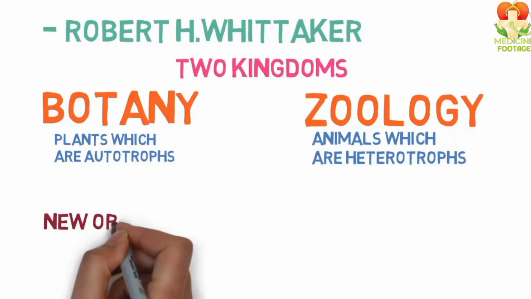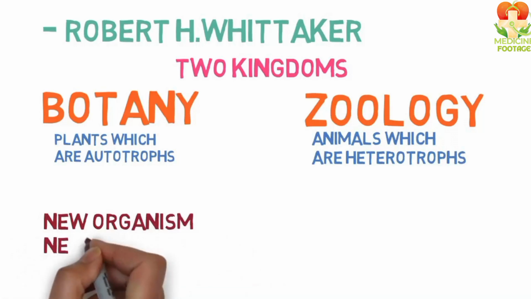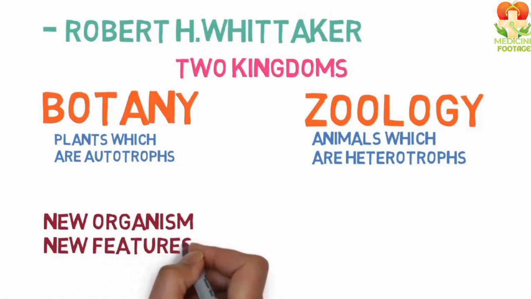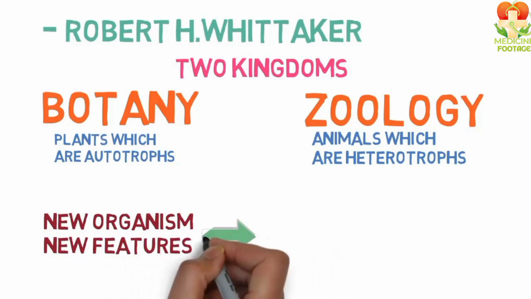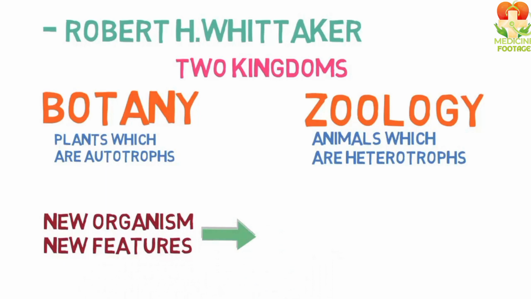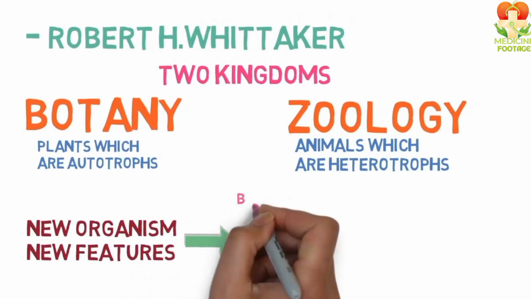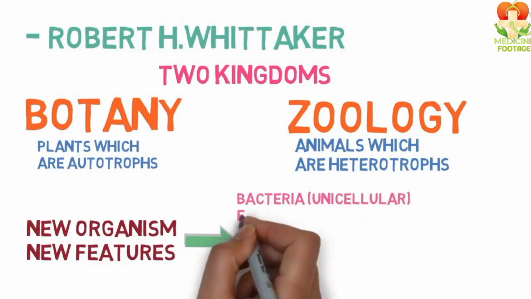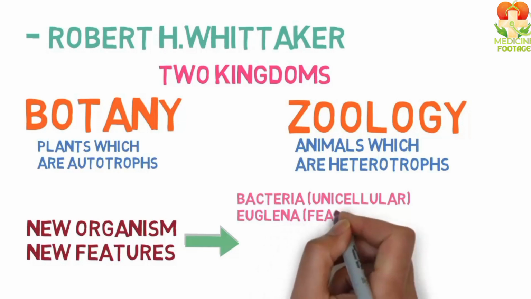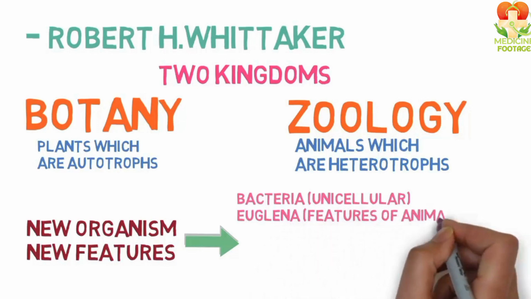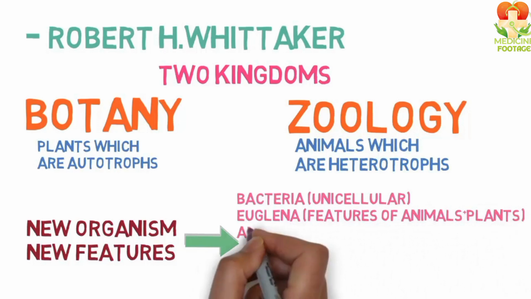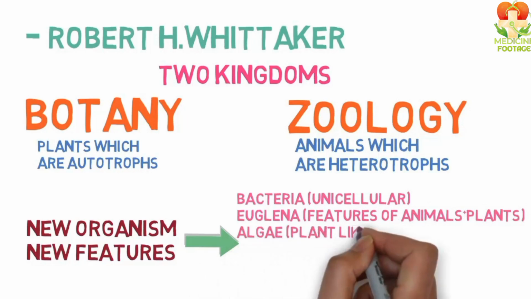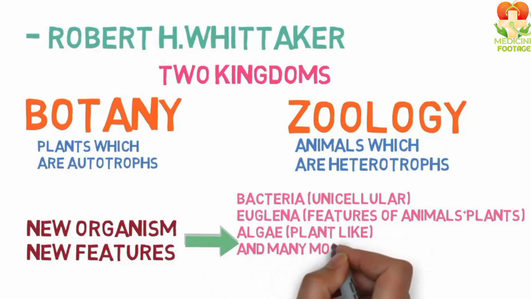Over time, new living beings with distinct features were discovered, leading to the expansion from two kingdoms to five kingdoms. For example, we discovered bacteria, which are unicellular. Other living beings like Euglena were found, which have characteristics of both animals and plants. Algae were also discovered, which have features similar to plants, along with many other such living beings.